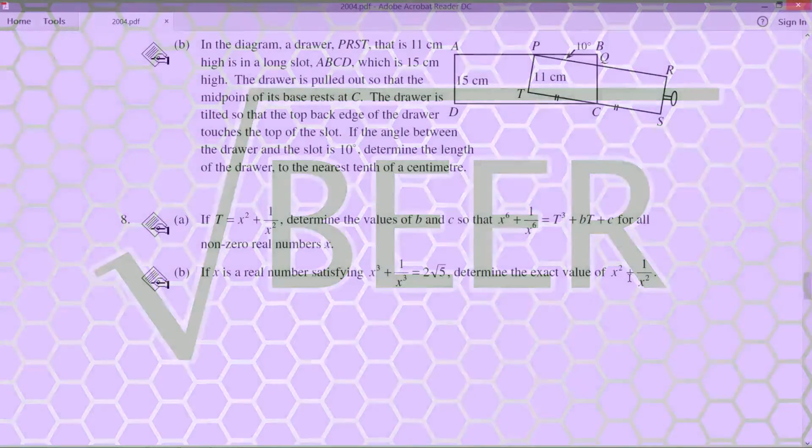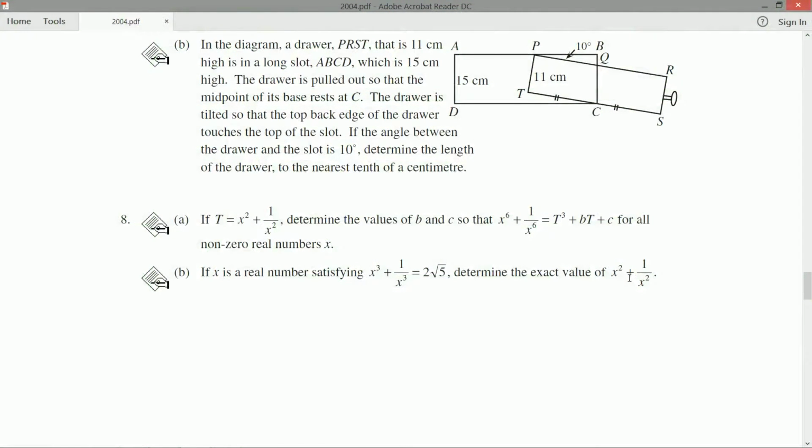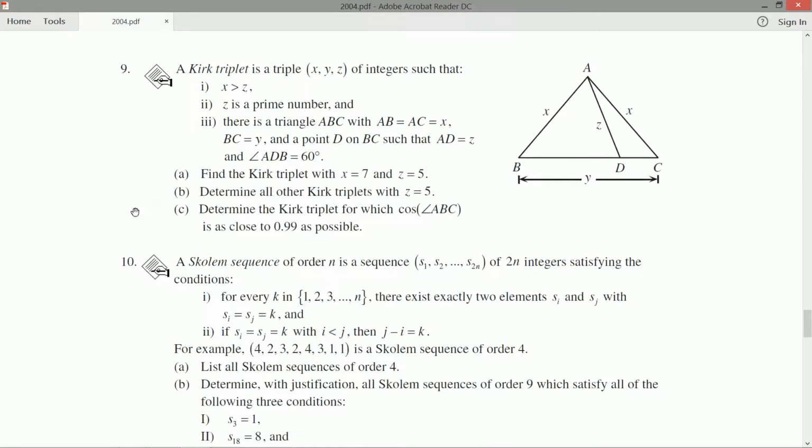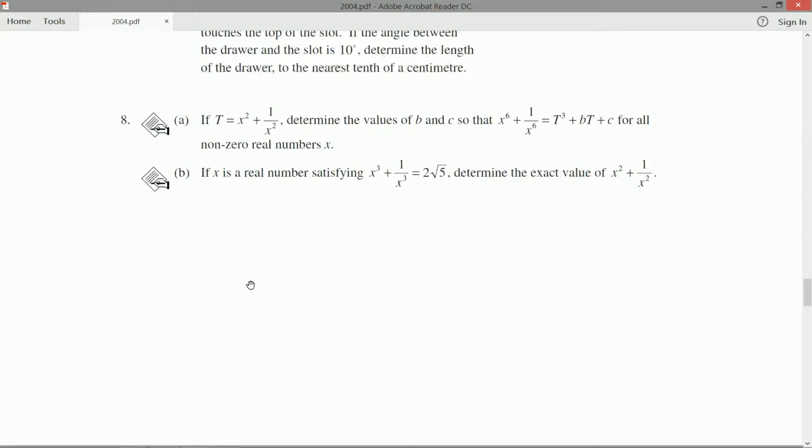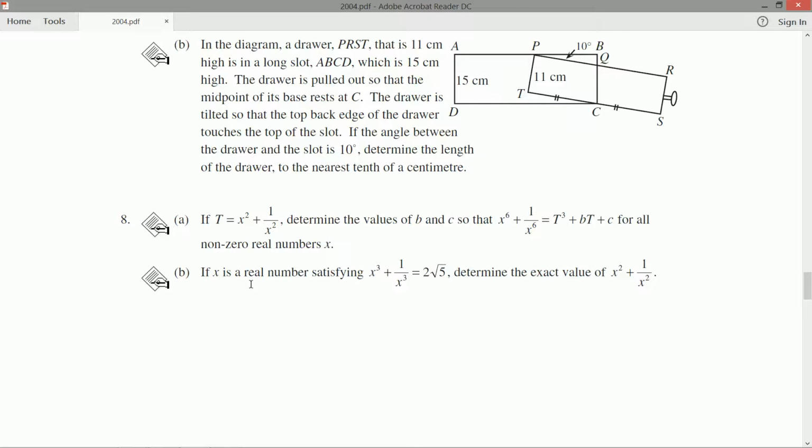We're looking at question 8 now on the 2004 Euclid, and the first thing you might notice is that both parts for 8 are written, and this is going to continue on for the rest of the contest. 9 is written, 10 is written. We're going to get into those in later videos, but right now we're just concentrating on 8, specifically 8a.